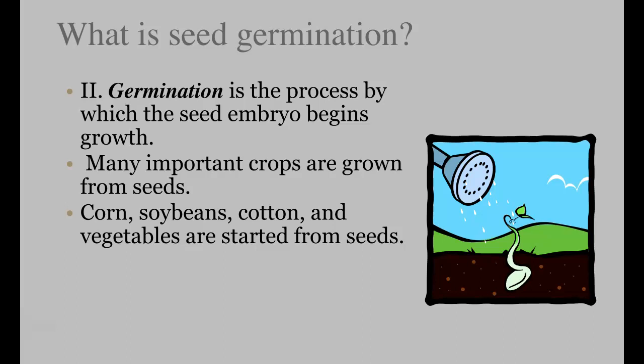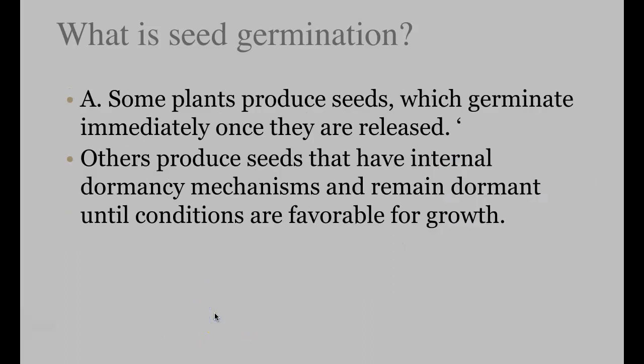And then obviously it says many important crops are grown from seeds. Regardless of your background, you've probably driven by fields and noticed that there's soybeans or corn or wheat. They're all started from seeds. It's much easier to ship them that way, and it works quite well. Some plants produce seeds which germinate immediately once they're released. Others produce seeds that have internal dormancy mechanisms and remain dormant until conditions are favorable for growth.